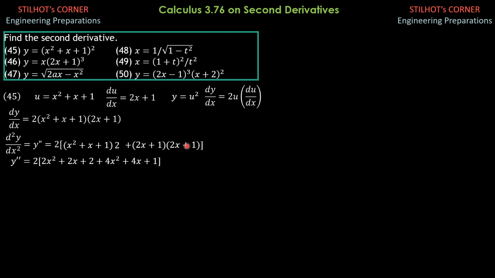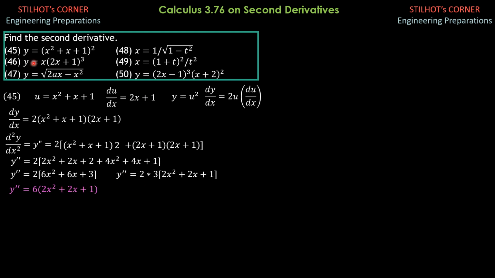So 2x plus 1 times 2x plus 1, or 2x plus 1 quantity squared, is 4x squared plus 4x plus 1. Combining like terms, y double prime is 2 times quantity 6x squared plus 6x plus 3. And finally, because 3 is common, let's factor out 3. So y double prime is 2 times 3 quantity 2x squared plus 2x plus 1. So that's the final answer, y double prime is 6 quantity 2x squared plus 2x plus 1.